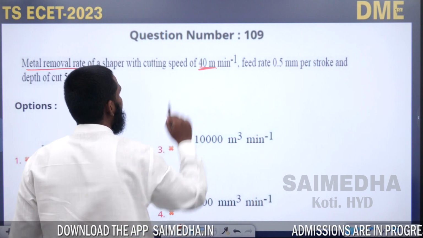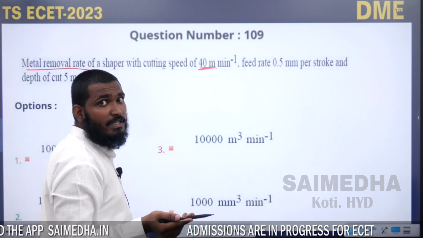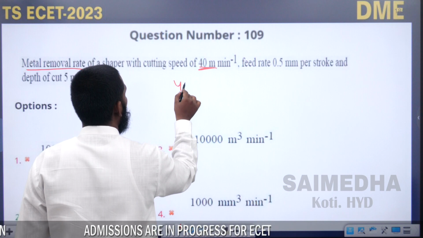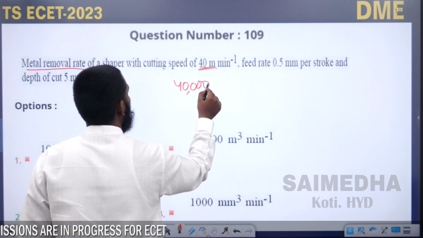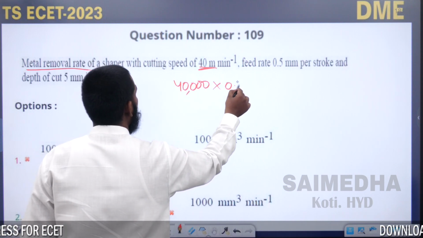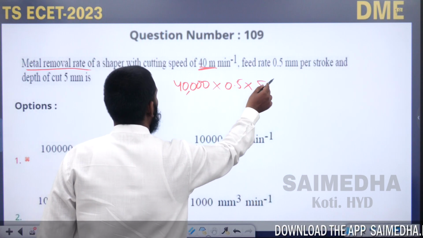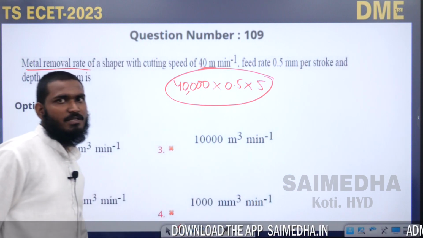So 40 meter is given. Meter means first we have to write it in mm. Mm means what are we writing? 40,000. We take 40,000 into 0.5 into 5. If you multiply this, we will get the answer directly here.